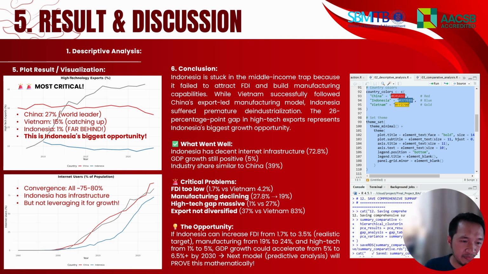The most critical problem with Indonesia's biggest opportunity is that Indonesia is far behind in high-technology exports. The conclusion: Indonesia is stuck in the middle-income trap because it failed to attract FDI and build manufacturing capabilities. What went well? Indonesia has decent internet infrastructure, GDP growth is still positive, and its industry structure is similar to China's. But the critical problems are: FDI is too low, manufacturing is declining, the high-tech gap is massive, and exports are not diversified.